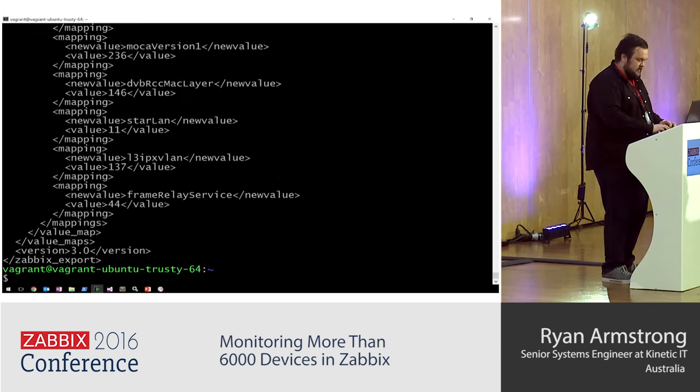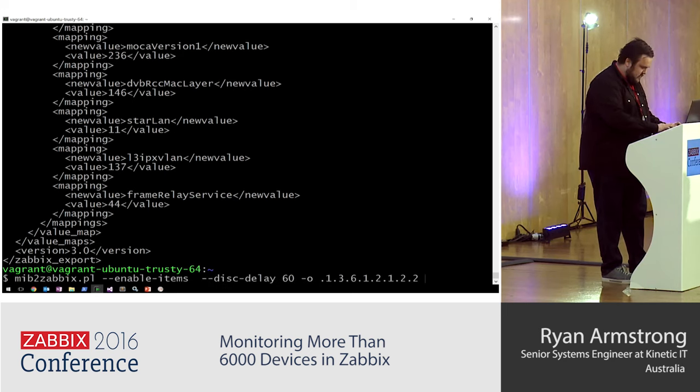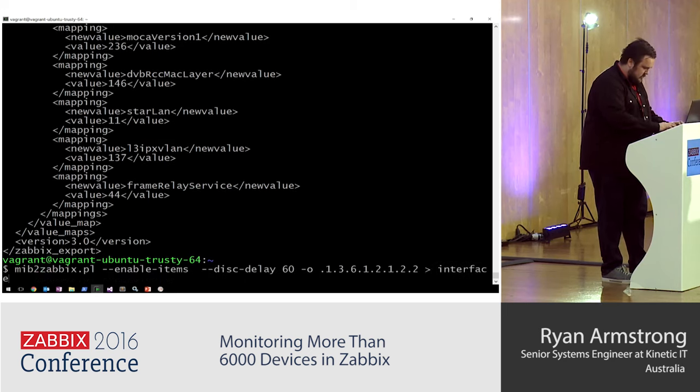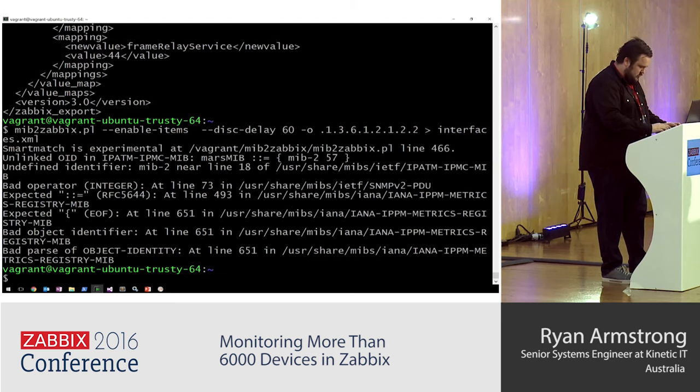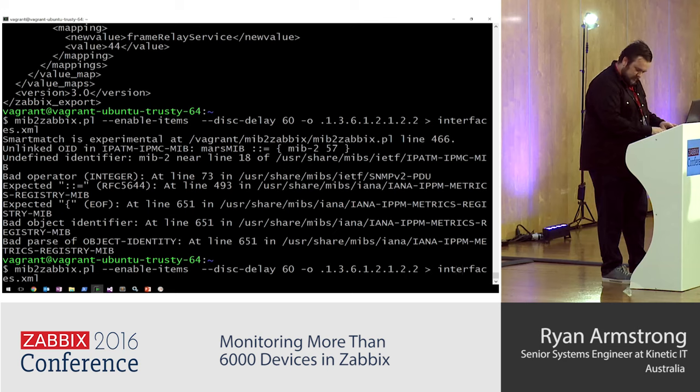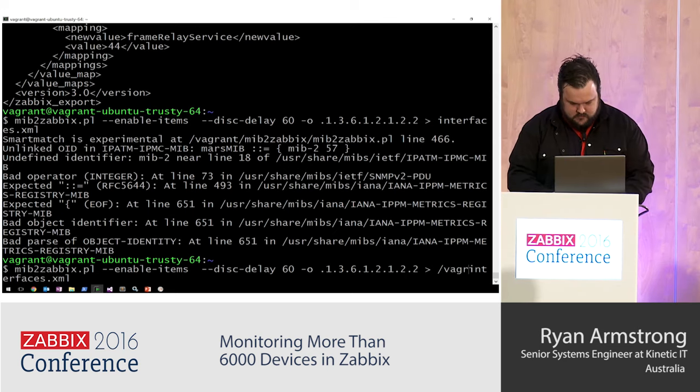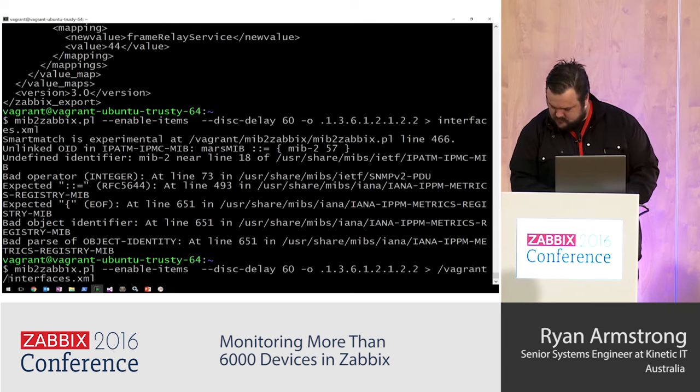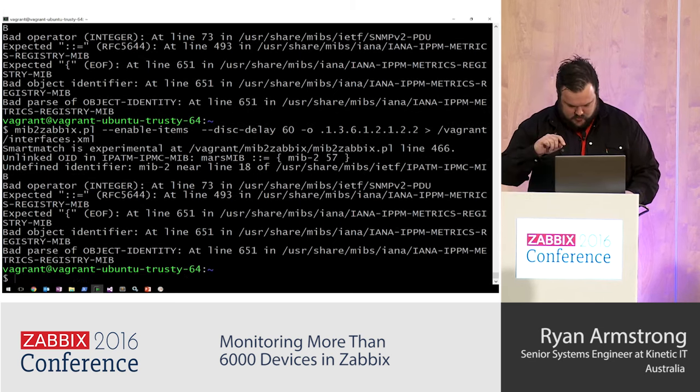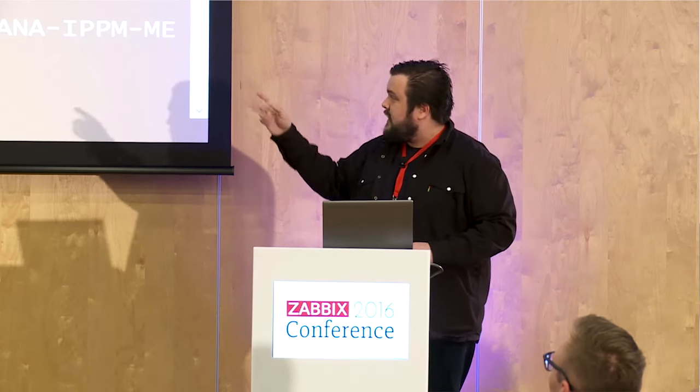One XML document. So let's pipe that somewhere useful. Cool, that's not a useful place. Let's put it where I can access it. Vagrant, boom. Okay, cool. Now all these errors here you can ignore. That's actually the SNMP library trying to parse all the MIB files on the machine that are provided by the vendors, and unfortunately they have parsing errors in them. So we don't need to worry about that.